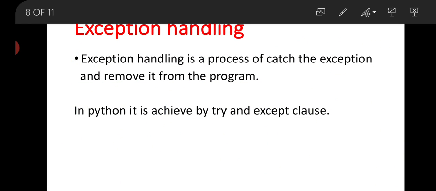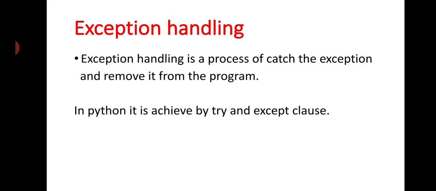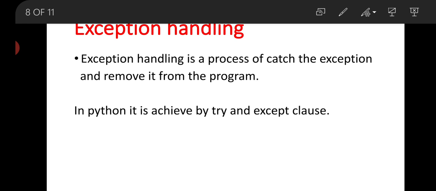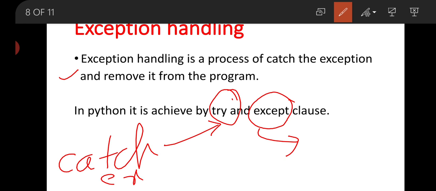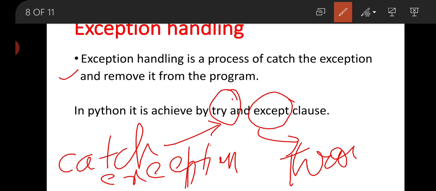Now how to handle the exception? If we face any exception, what should we do and how will we overcome it? Exception handling is a process of catching the exception and removing it from the program. In Python, it is achieved by try and except clauses. There are two clauses in Python used to handle exceptions. First is try, where we catch the exception, and except, where we throw the exception.